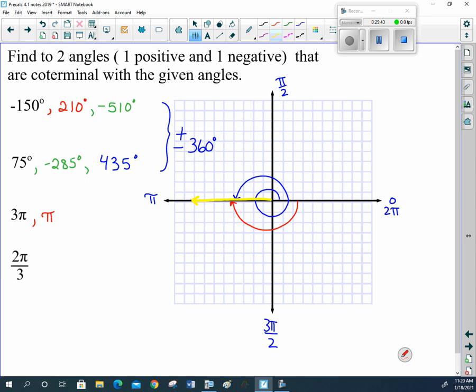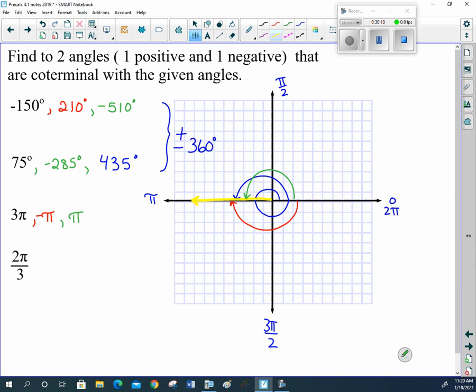And then how could I get another positive answer? Well, instead of going all the way around, I could just start here and go here, and that's a positive 180. So I could say, oh, I forgot to put my negative sign on this one. This was negative pi, and this one could be positive pi. Okay.